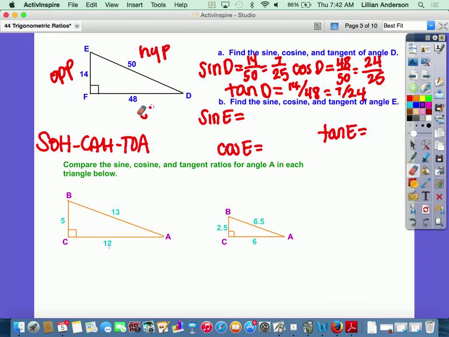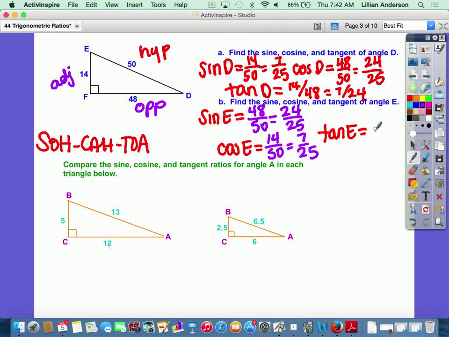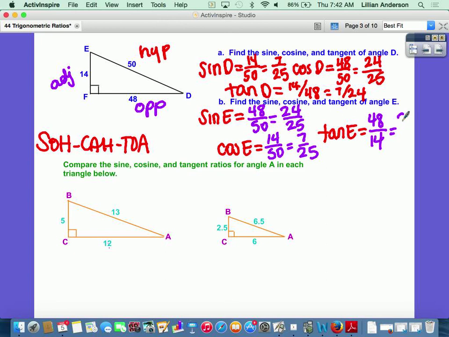Now for angle E, you have to remember, in relationship to angle E, 48 is my opposite side, 14 is my adjacent. So the sine of angle E is going to be 48 over 50, which is 24 over 25. The cosine is adjacent over hypotenuse, so 14 over 50, which is 7 over 25. And last, the tangent is opposite, 48, over adjacent, which is 14. And that simplifies to be 24 over 7. Okay?